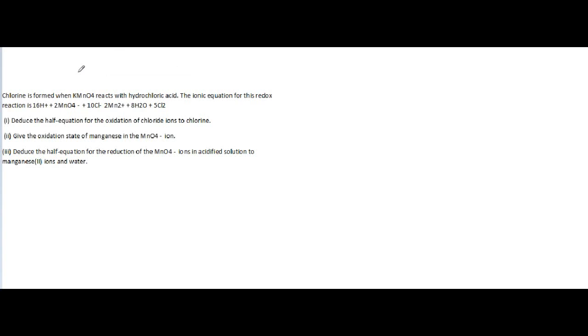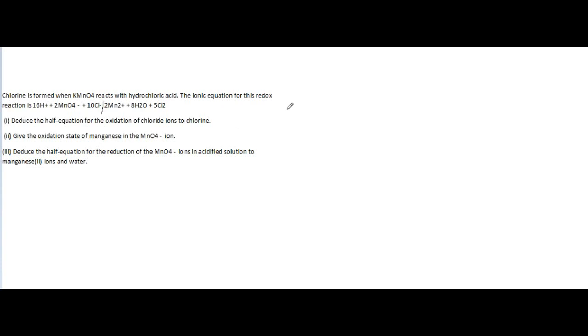Chlorine is formed when KMnO4 reacts with hydrochloric acid. The ionic equation for this reaction is 16H plus, 2MnO4 minus, plus 10 chloride ions, reacts to give 2Mn2 plus, 8H2O, plus 5 chlorine molecules. Deduce the half equation for the oxidation of chloride ions to chlorine.